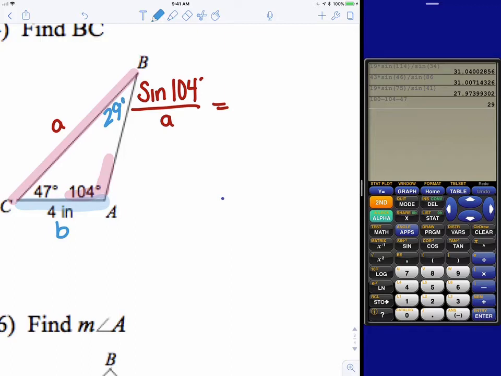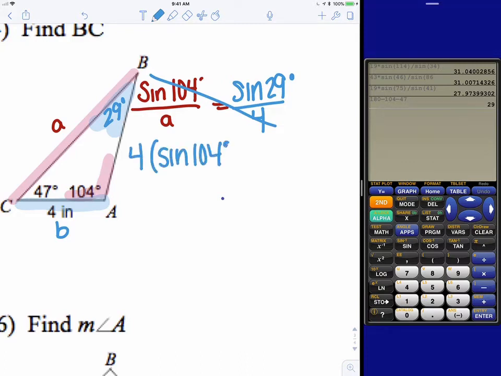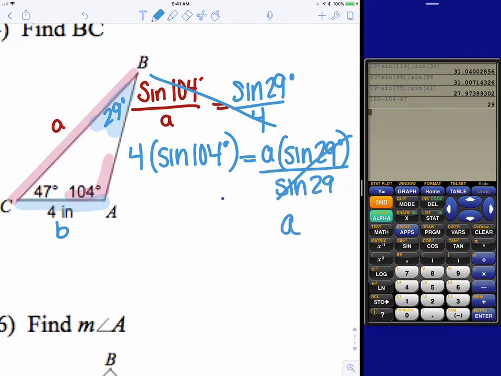So I can set the sine of 104 over A equal to sine of angle B over little b. So sine of 29 degrees over side that is 4. Now I'm ready to cross multiply and solve. So when I cross multiply, I get 4 times sine of 104 degrees equals A times the sine of 29 degrees. If I divide by the sine of 29, I get A by itself.